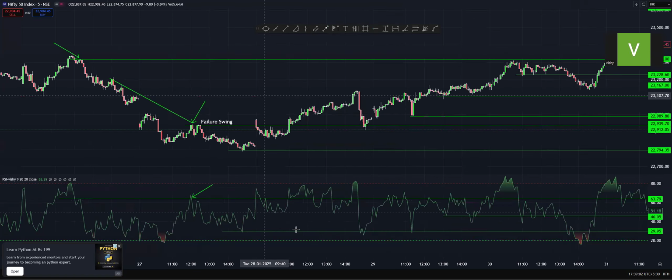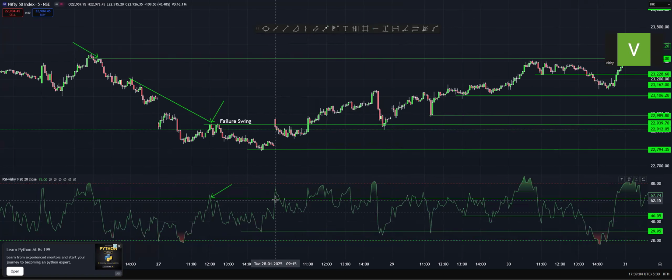Now let's say here, compared to this swing, right? So here when RSI came here, okay, sorry, just a second, hold on. Let me mute my one.